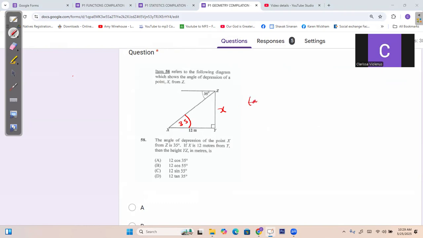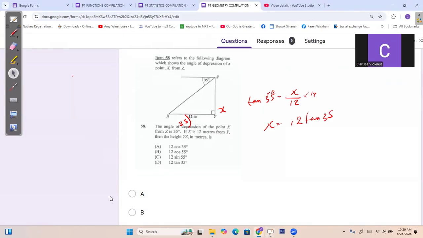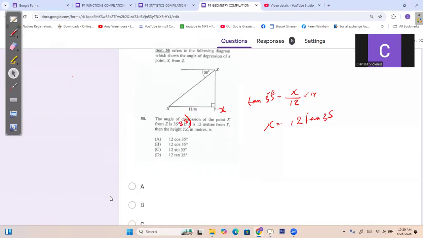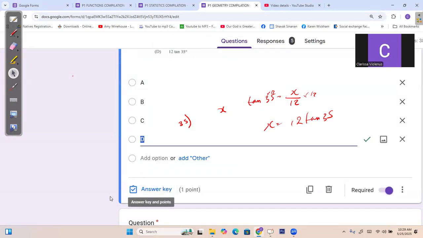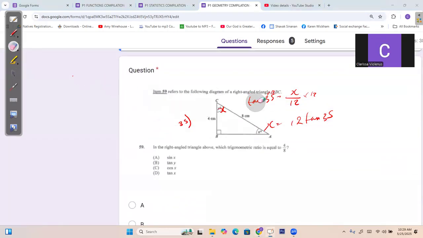So let's see if this works. Tan 35 is equal to opposite x over adjacent 12. So that means x is equal to, multiply by 12 on both sides. So this question, it works. So this would be 12 tan 35. Please note that you've got to be careful. You've got to pay attention to where the angle is and what side they're asking for.